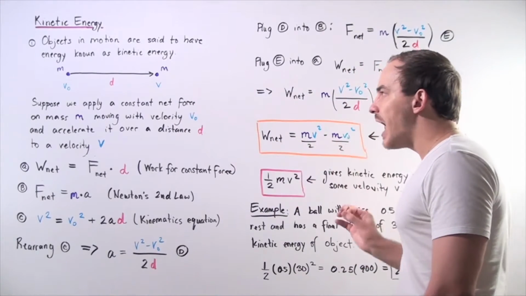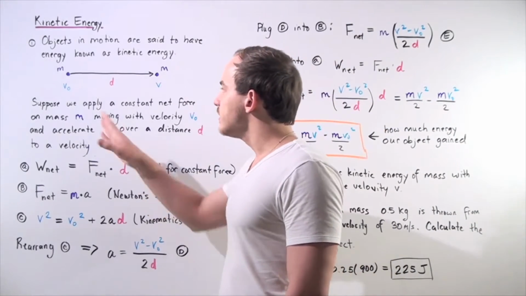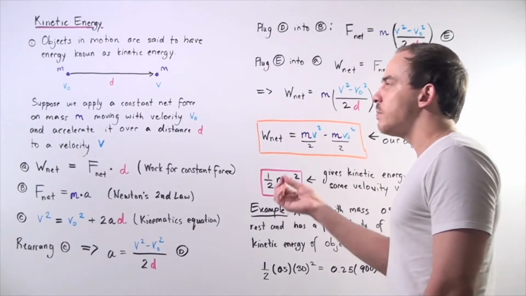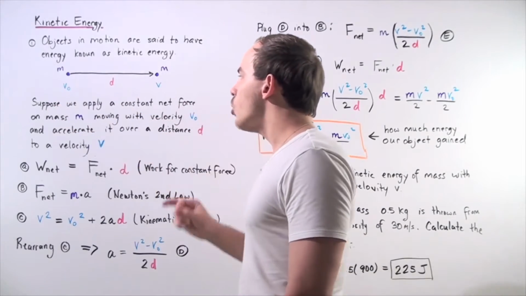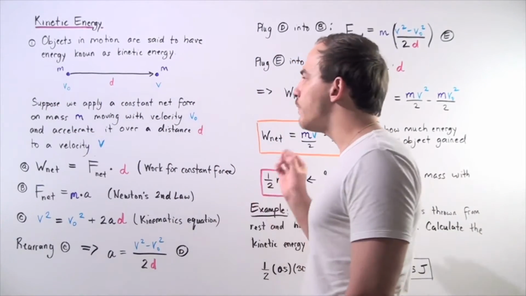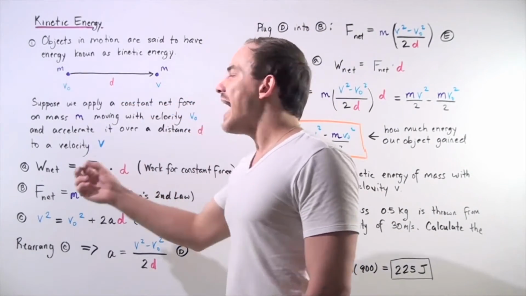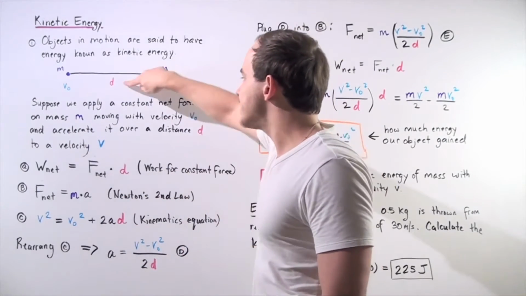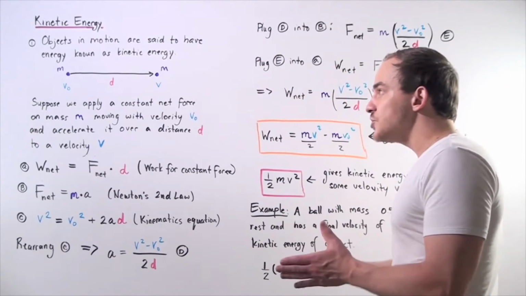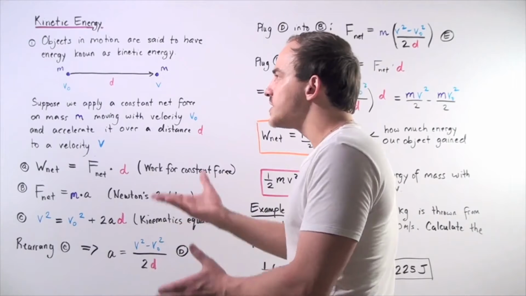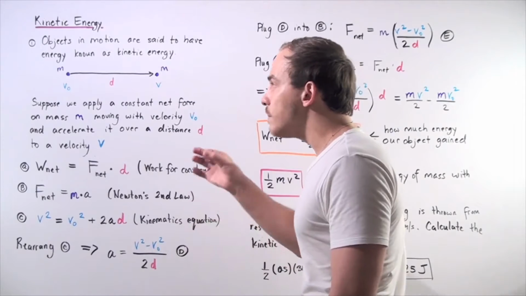Now, before we define what exactly kinetic energy is in terms of mass and velocity, let's look at the following situation. Let's suppose we have our mass with initial velocity v naught, and suppose we apply a constant net force on the mass m moving with initial velocity v naught and accelerate it over a distance d to a velocity v final shown here. So we're essentially applying a constant net force on our mass over a distance, and that means we're doing work on our mass.